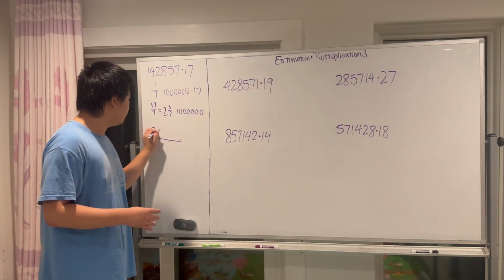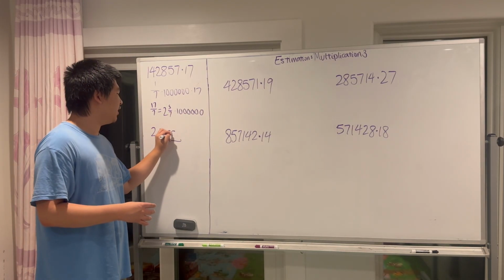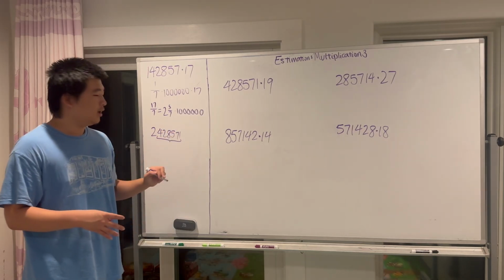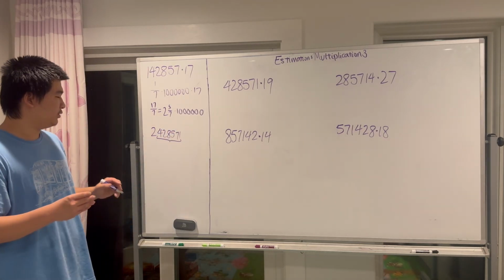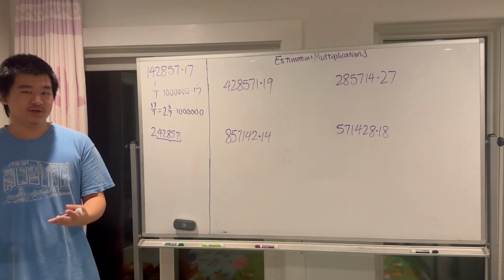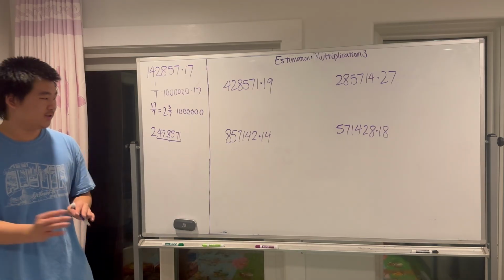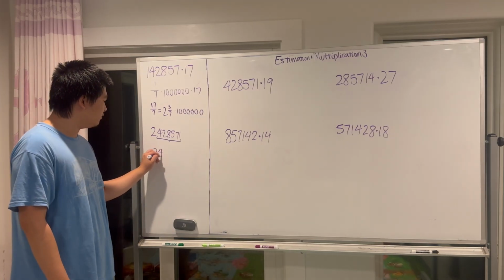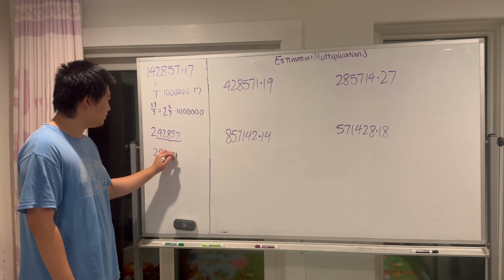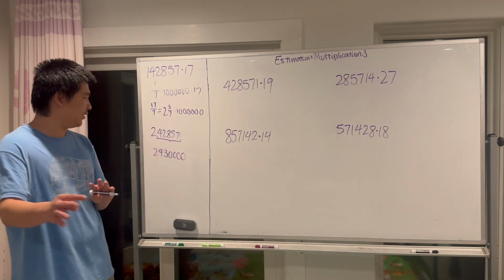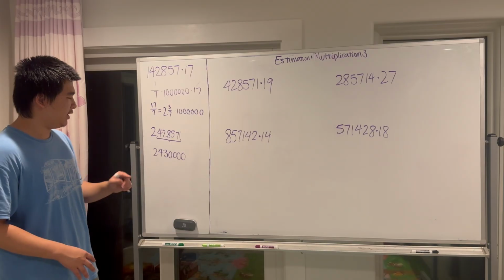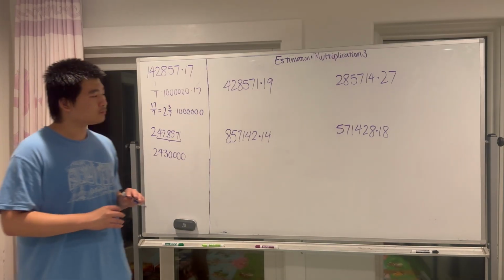It's 2428571. But if you don't want to write all these digits, you could, of course, according to the rules of estimation, it only has to be within 5% of the right answer. So you could just write 2,430,000. That would be fine as well. But I do prefer writing it exactly. But it's up to you.